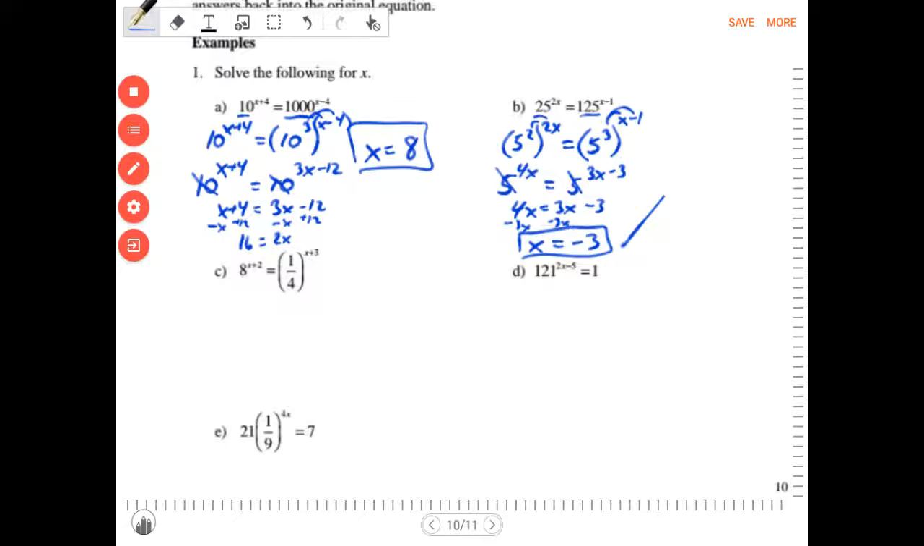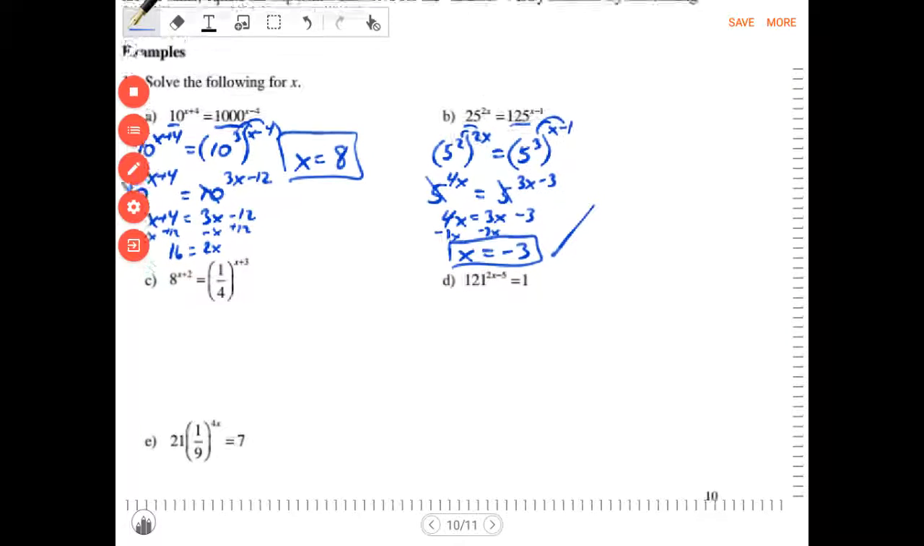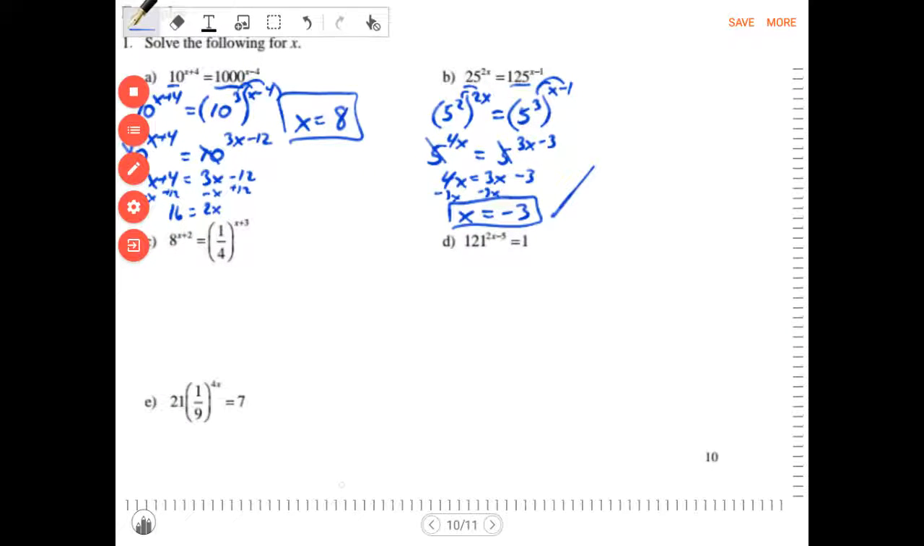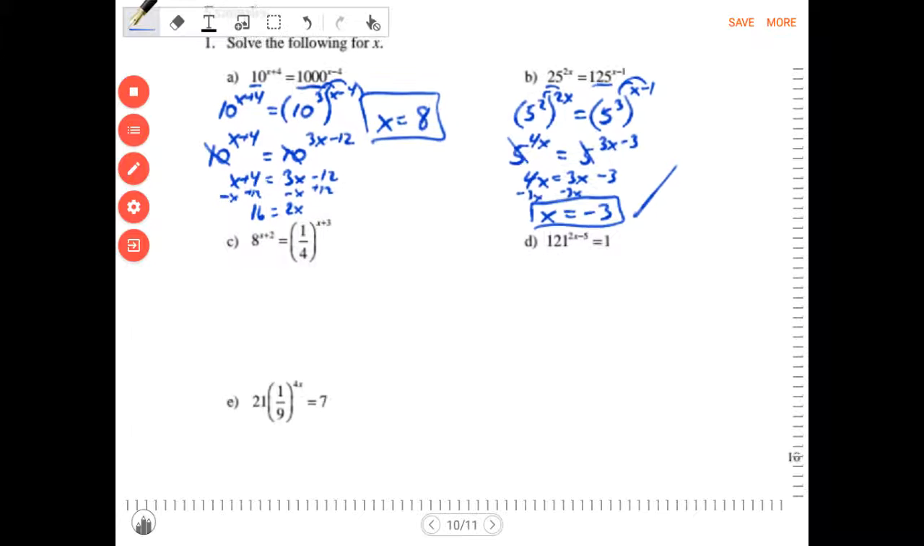Awesome. Okay, good, good. For C now, let's just scroll over. Oops, there we go. Okay, so 8 to the x plus 2 is a quarter to the x plus 3. Okay, now, again, don't worry about the quarter.